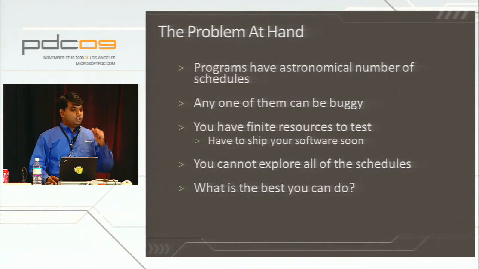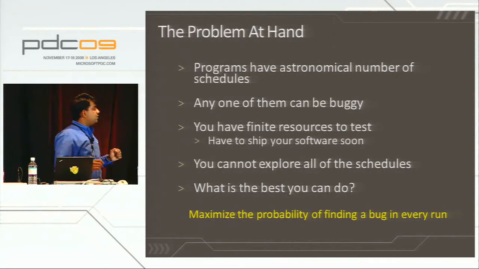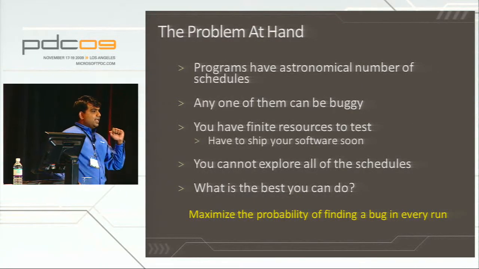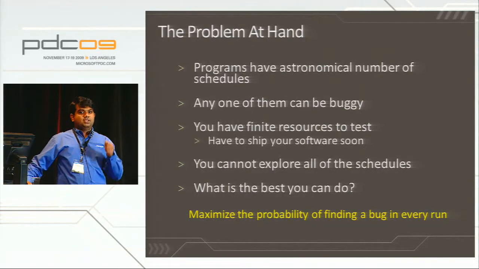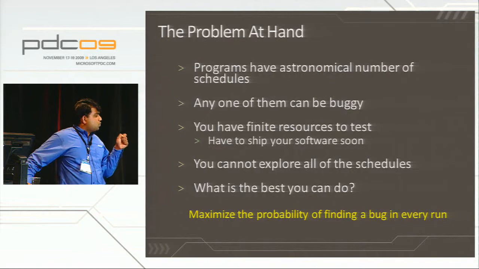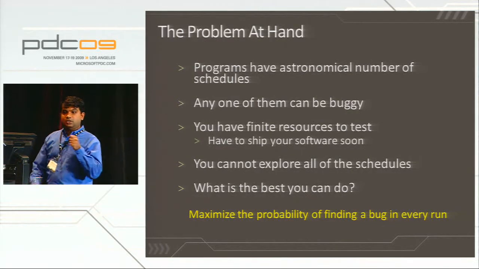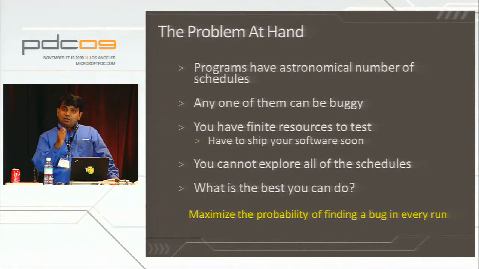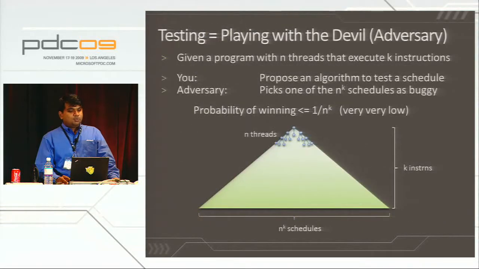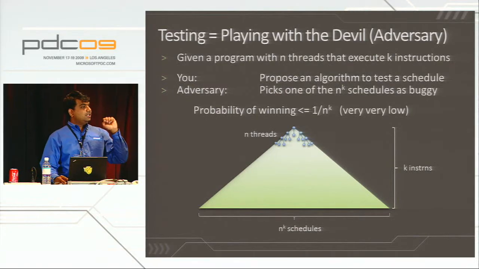So what's the best you can do? The problem we tried to solve was this. Let's say you had the resources to run the program just once. The best you can do is to maximize the chance that you find the bug. So we want to maximize the probability of finding a bug in every run. This problem turns out to be really hard, and I'll explain it with a little game.